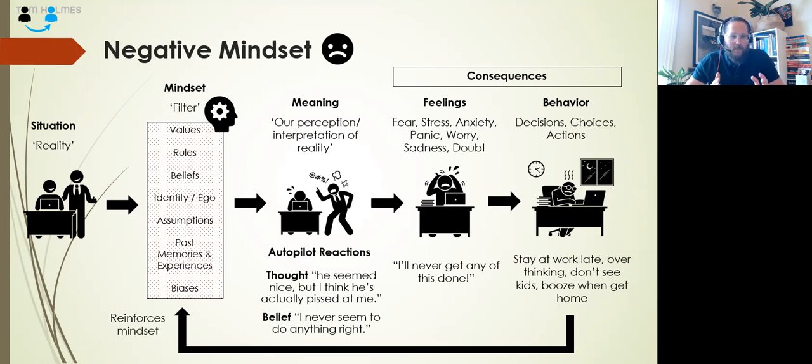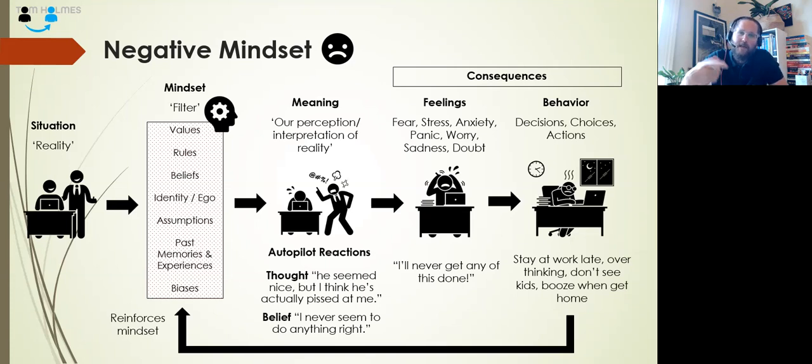So as we can see, we have this situation, this neutral event. The mindset is how he's determined it. The mindset is this filter. Then he's made meaning of that event, so this is his perception. This is his interpretation of reality, often on autopilot, often his default setting. He's had these thoughts and beliefs that have influenced his feelings, which are fear, stress, anxiety, and then that's influenced his behaviors and choices. He's staying at work late.